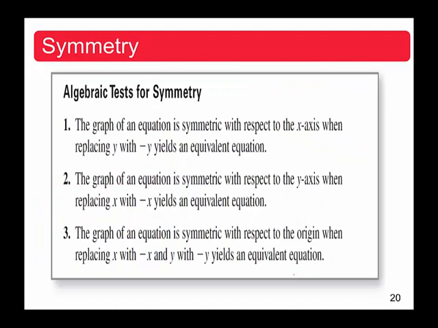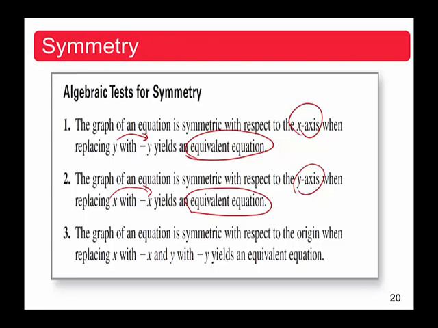And we can also prove symmetry using algebraic tests. The graph of the equation is symmetric with respect to the x-axis when replacing y with negative y yields the equivalent equation. The graph of the equation is symmetric with respect to the y-axis when replacing x with negative x yields the equivalent equation. The graph of the equation is symmetric with respect to the origin when replacing x with negative x and y with negative y yields the equivalent equation.